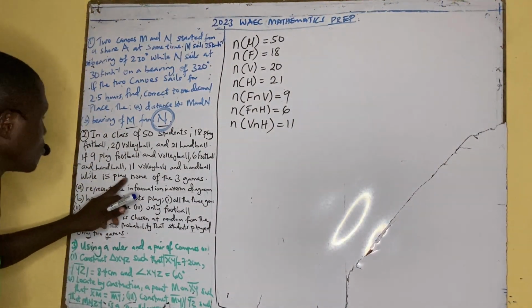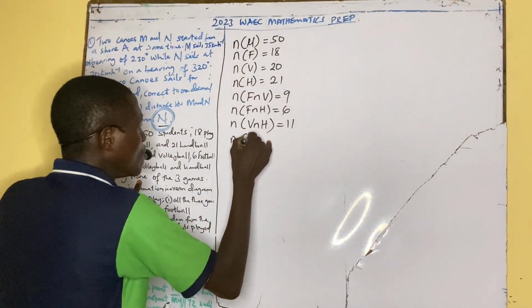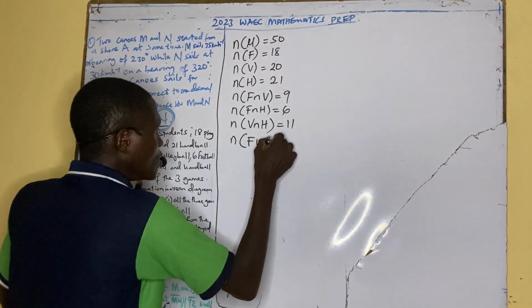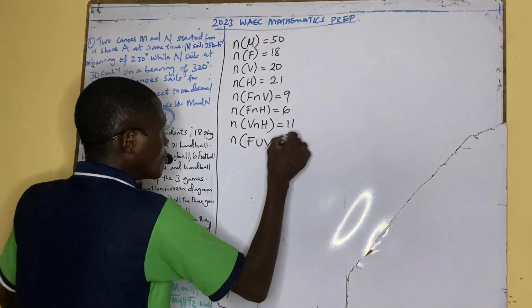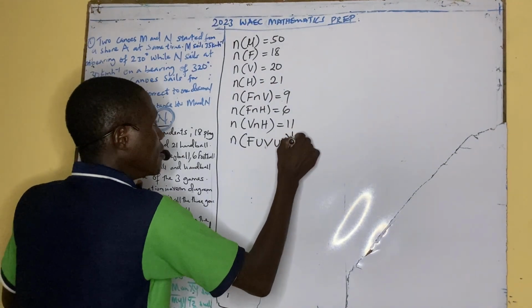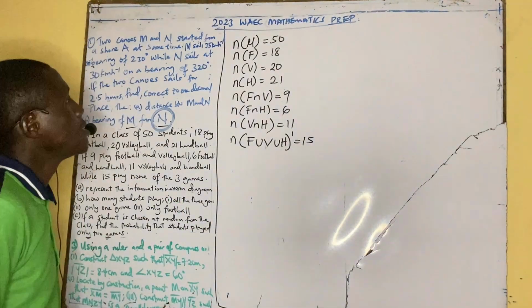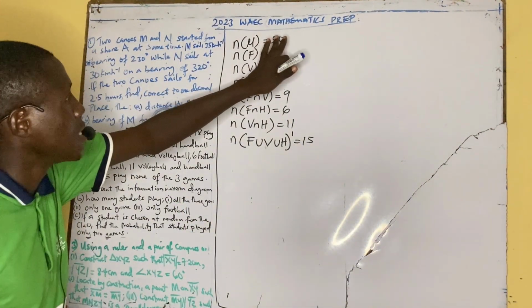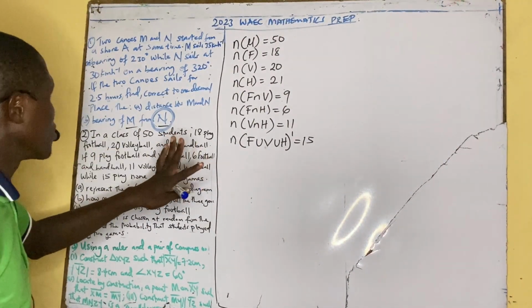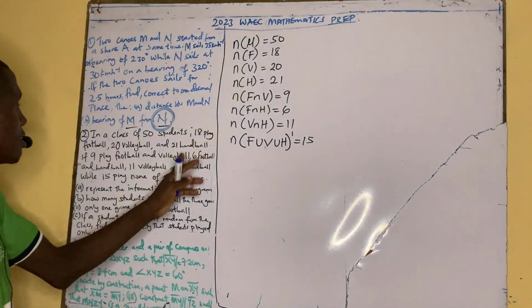Then the 15 play none of the games. Now, how to represent none of the games is the complement of football union volleyball union handball, that is (F ∪ V ∪ H)'. That is 15. So we are given that the number of students is 50, number of football is 18, number of volleyball is 20, number of handball is 21. Football and volleyball is 9.